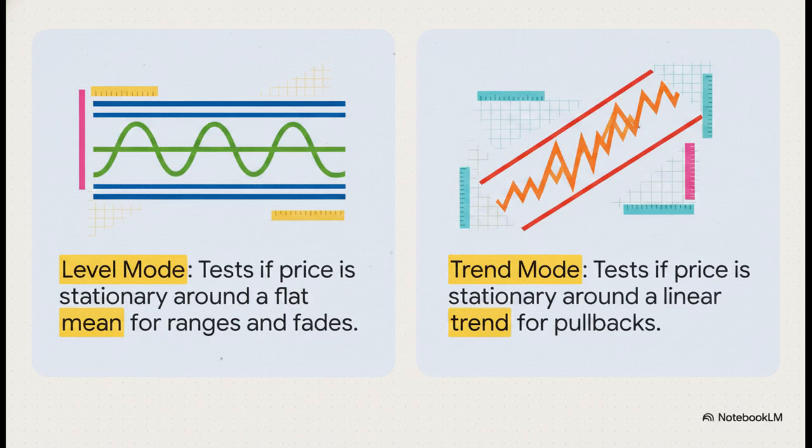But if that's not your style, we have trend mode. This tests if price is stationary around a linear trend, which is just perfect for orderly channels and pullback entries. It actually mathematically confirms if a directional move has real integrity rather than just being pure chaotic momentum.